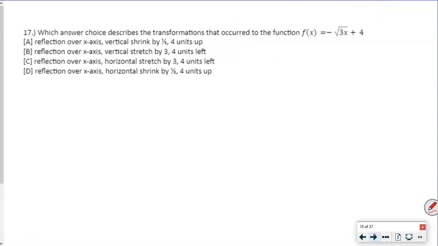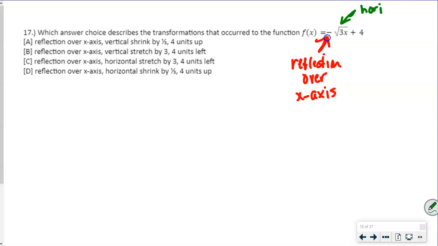This one says which answer describes the transformation that occurs to the function. So let's talk about what this is. This means that we have a reflection over the x-axis, right? Okay, what does this 3 right here mean? This is a horizontal shrink. Remember, anything under there changes. So this is a horizontal shrink by 1/3. And remember, that word could also be compression. And then what is this 4 right here? This means it's up 4.